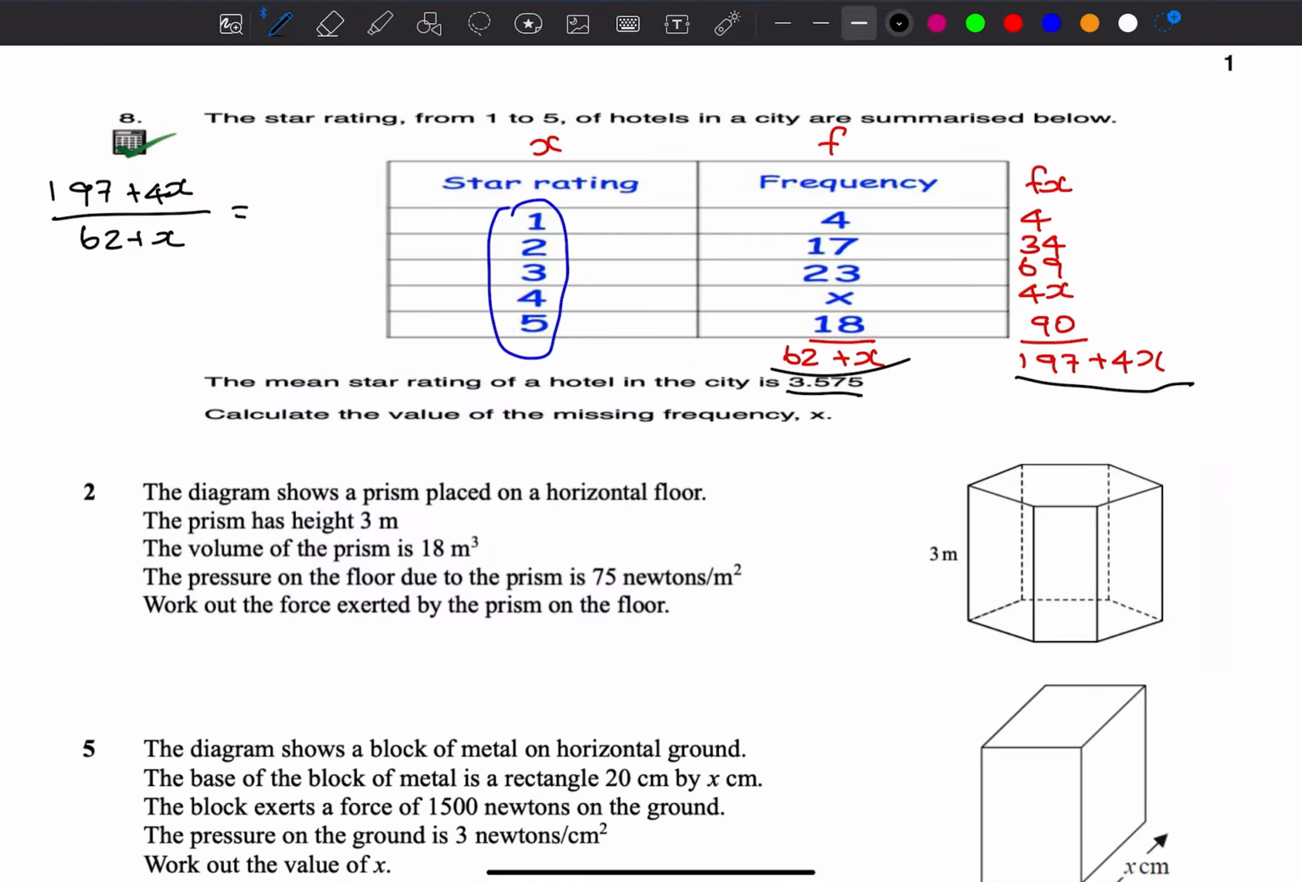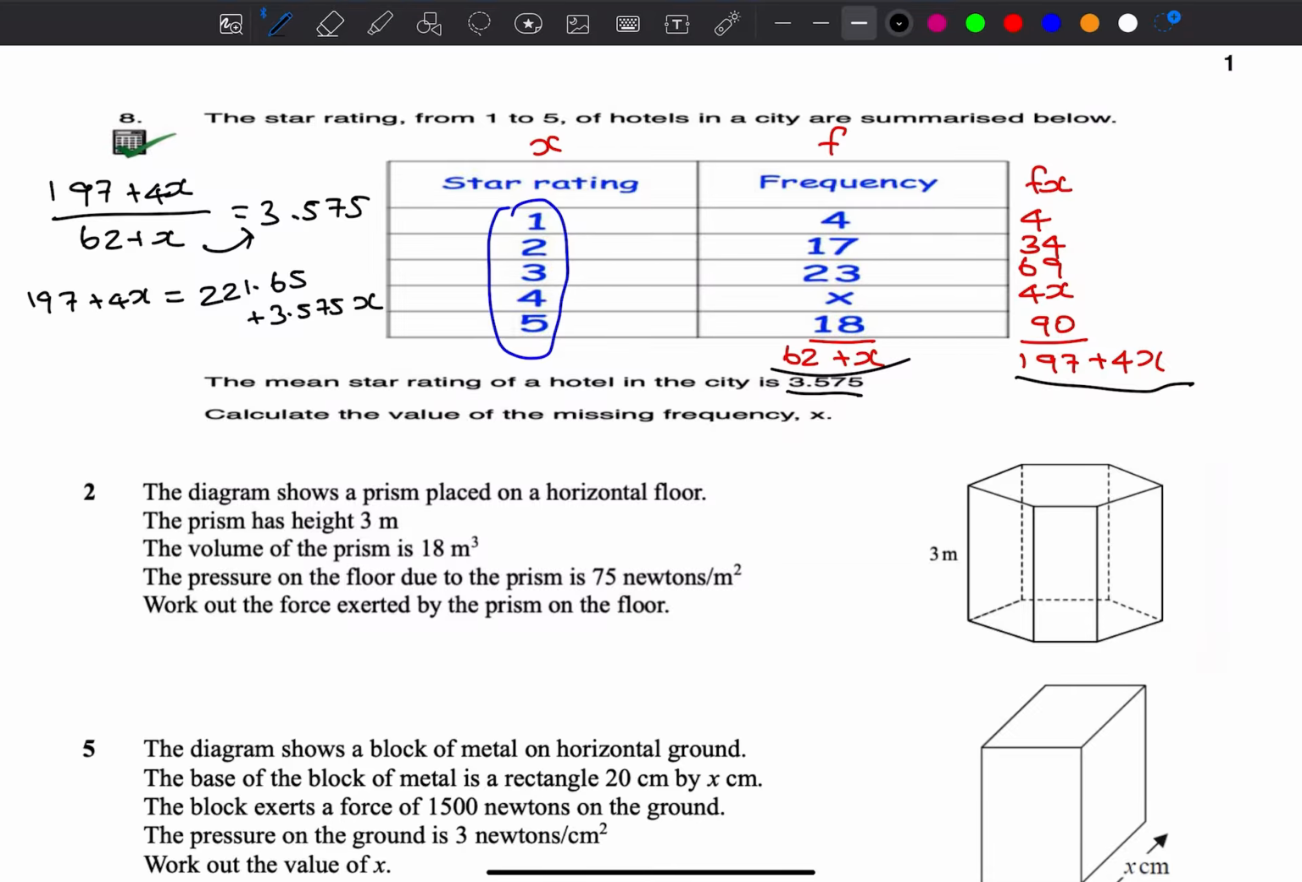Always. So that's 197 plus 4x divided by 62 plus x, which should give you the mean. The mean is 3.575. What we can do is cross multiply here. 197 plus 4x is equal to 62 times 3.575, which is 221.65 plus 3.575x.